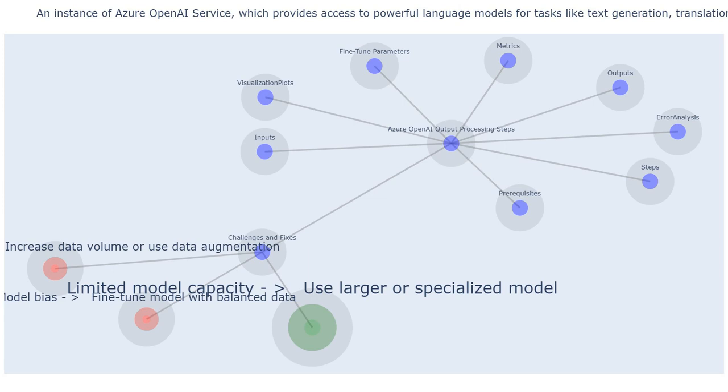Limited model capacity can occur when the language model is not powerful enough to handle complex tasks or large amounts of data. This can be addressed by using larger or specialized models that are better suited to the task at hand. For example, if you are working with a large corpus of text, you might need to use a model that is specifically designed for handling large amounts of data.